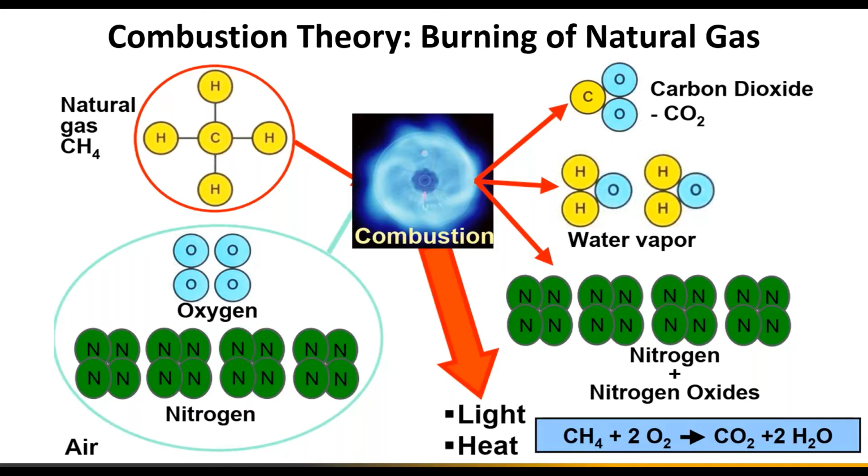The key part here is the water vapor up in the upper right-hand corner. In a condensing boiler, what you want to do is recapture as much as possible of that water vapor. We'll dig into that in a moment.